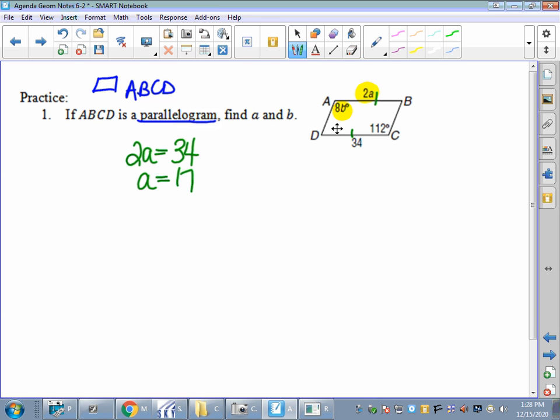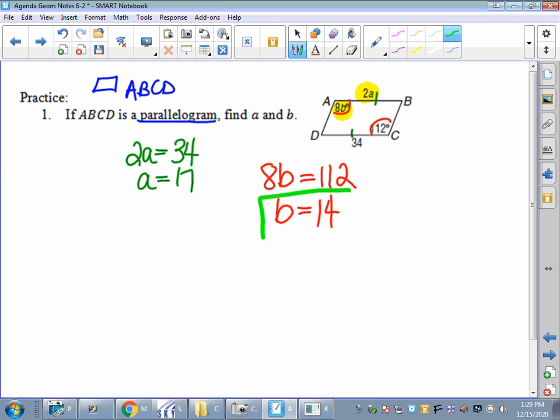So angle A, the other piece of information is at angle C. Angle A and C are opposite angles. What do you know about opposite angles in a parallelogram? They are equal to each other. So 8B has to equal 112, which means when I divide, B is going to be something like 14. Is that right? 14, yes.